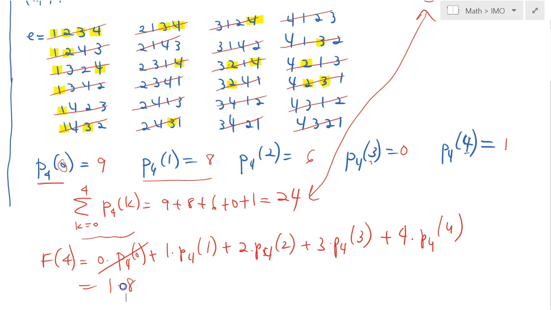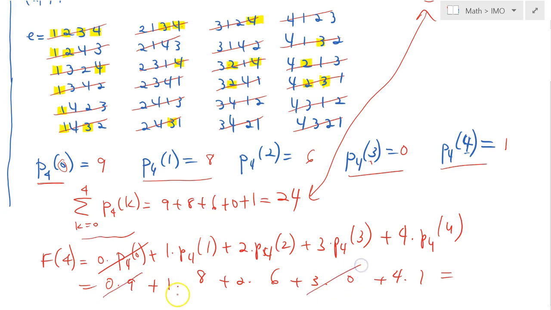Or actually, even if it vanishes, let me just write it regardless. So it's just 0 times p sub 4 of 0, which is 9, plus 1 times p sub 4 of 1, which is 8, plus 2 times p sub 4 of 2, which is 6, plus 3 times p sub 4 of 3, which is 0, plus 4 times p sub 4 of 4, which is just 1. And not surprisingly, these two vanish. We have 8 plus 12, which is 20, plus 4 is 24.